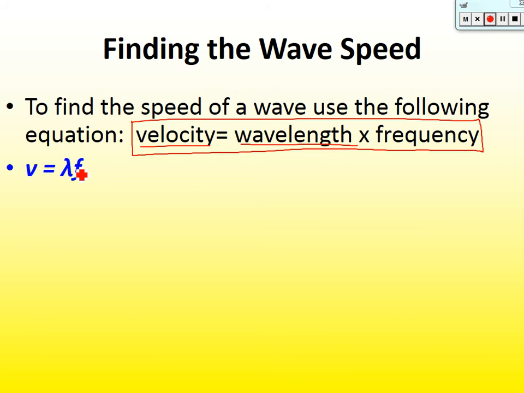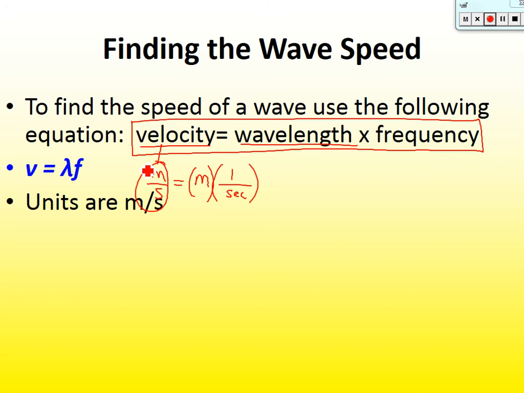Let's look at this for a second. What are the units for velocity, guys? Meters per second. What are the units for wavelength? Meters. From crest to crest, we're measuring in meters. And let's multiply that. What are the units for frequency? Well, it's waves per second. So what do you get when you multiply meters by per second? You get meters per second. So that's how you get the units.